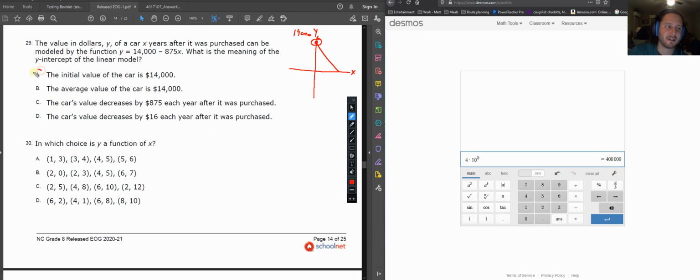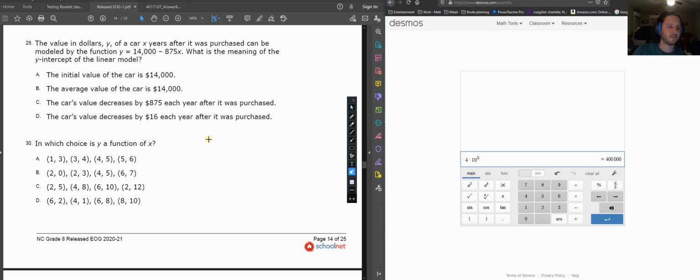Well, that would be the initial value. That would be after 0 years, 0 days, how much is that car worth? It's worth $14,000. The average value is 14,000. I mean, no, because we're talking specifically about the car we bought. B, the car's value decreased. No, that's the meaning of the slope. The car decreased by $16. I don't even know where the $16 came from. It's going to be A for this one.